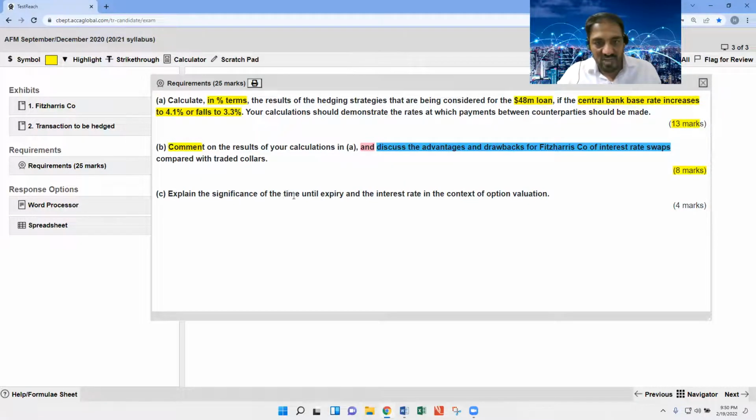Explain the significance of the time until expiry and interest rate in the contracts of option valuation. That part of the question I will not discuss here. That's related to the Greeks. But I will discuss the A part and the B part here.